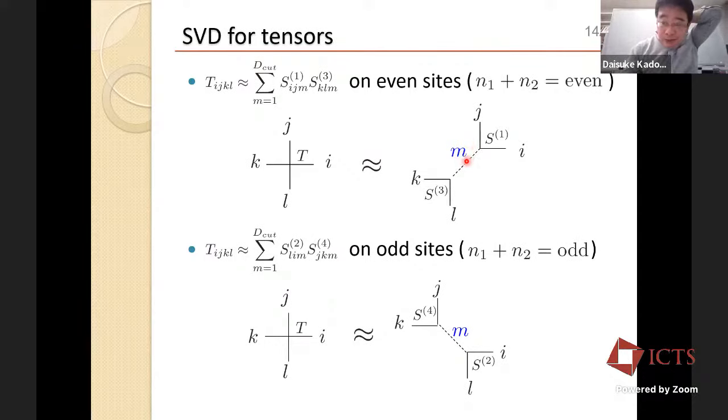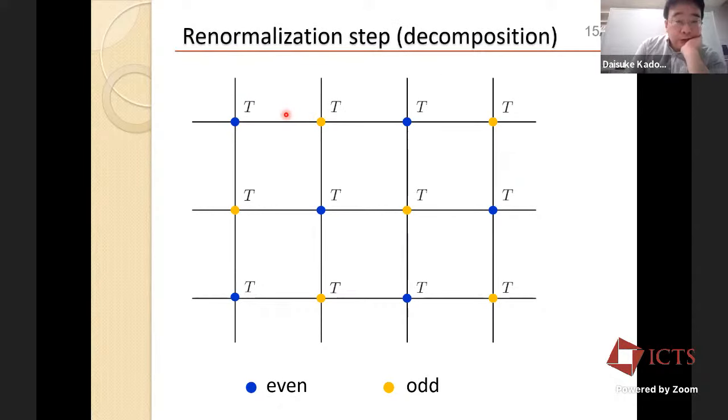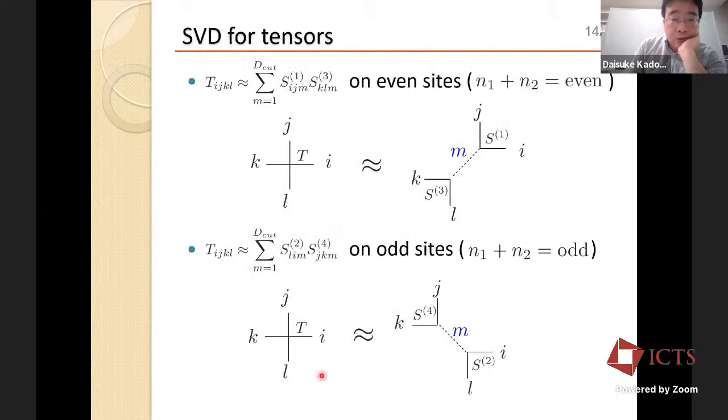Okay, and this M becomes the tensor index of the renormalized tensor. So the bond dimension of the renormalized tensor increases without the truncation. However, with the truncation, the bond dimension does not change. With the truncation, the bond dimension is kept fixed up to D. Okay, so starting from the tensor network and applying these two decompositions into tensors.